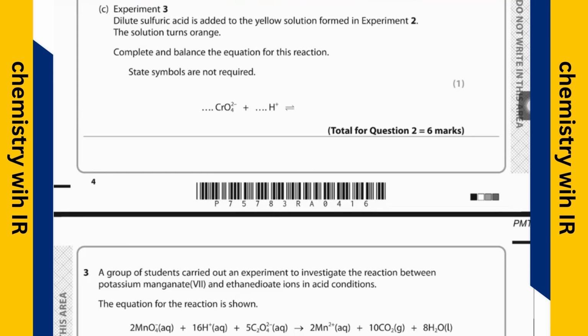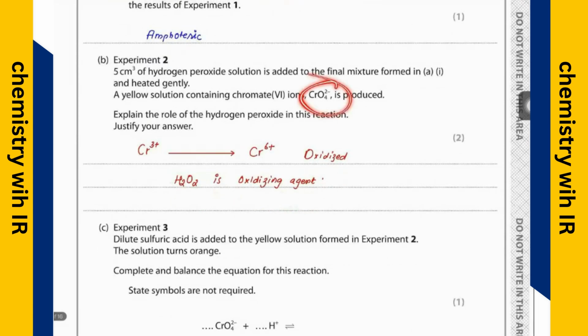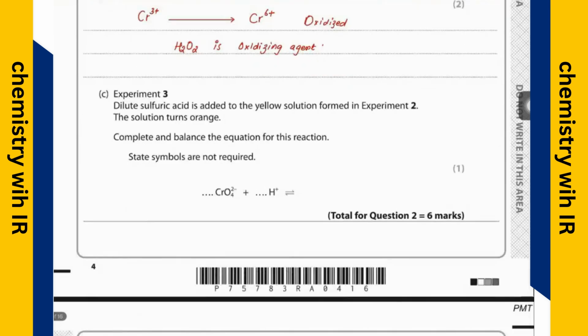So dilute sulfuric acid is added to the yellow solution. The yellow solution is this one, okay? In this solution we are adding sulfuric acid, represented by this H positive ion. And in this, the oxidation number for chromium is plus 6, isn't it? Plus 6, yeah. Then it turns orange. Orange means it's going to be Cr2O7 2 minus, because this is orange. What's the oxidation number for chromium in that?